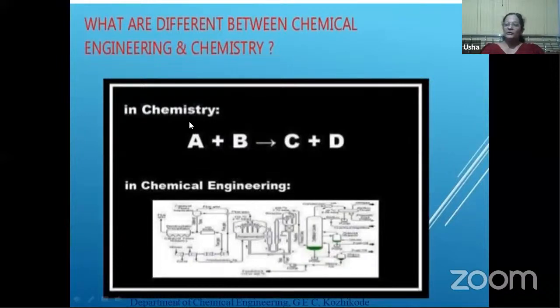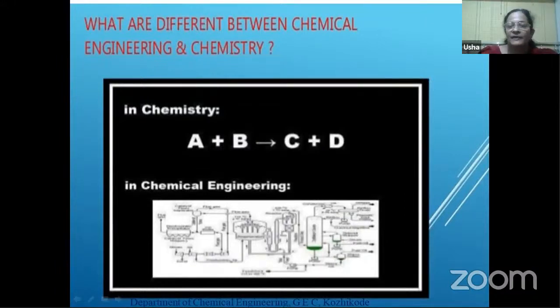But the principles we use in chemistry are the principles we use in chemical engineering. That is the major difference between chemistry and chemical engineering. That is a common doubt among students. Most of them believe that it is related to chemistry only. That is different. Chemical engineering is its own field, and there is a major difference.